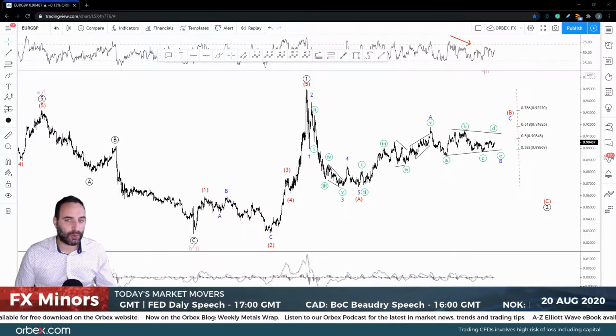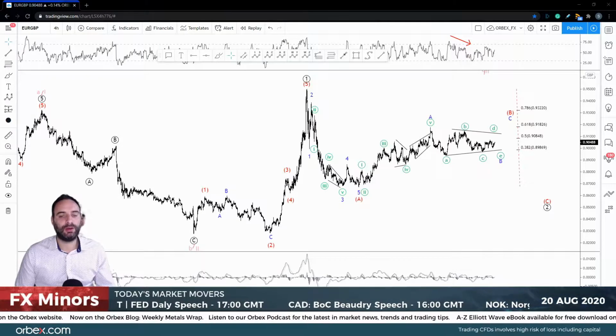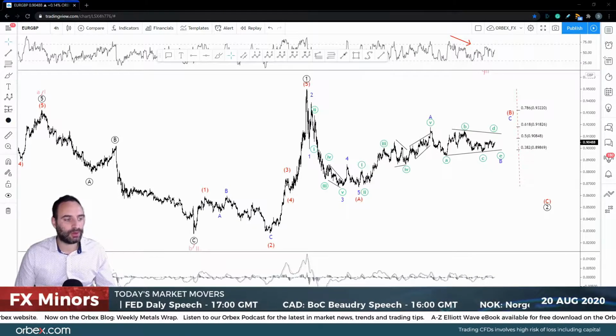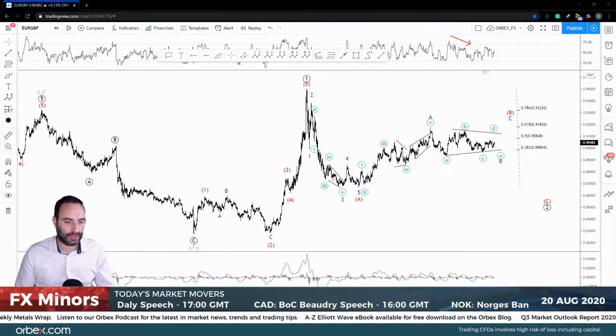I want to identify which currencies are weaker against the dollar, but also the crosses. So we're going to look at the euro pound to see whether it is euro or pound that is weaker, and also Aussie against Kiwi, so that we can see whether it is Aussie or Kiwi that is weaker against the dollar. The dollar was weak since the beginning of the week.